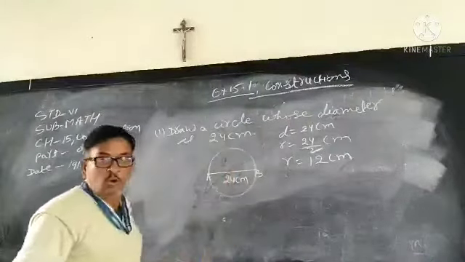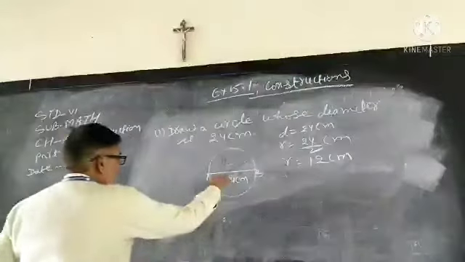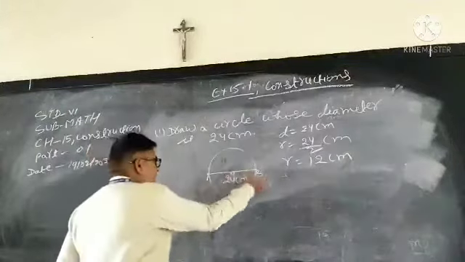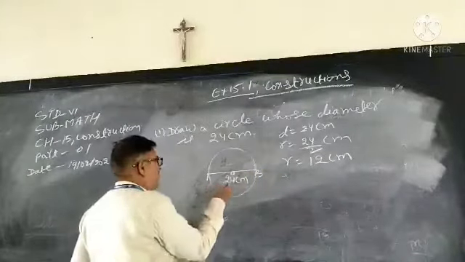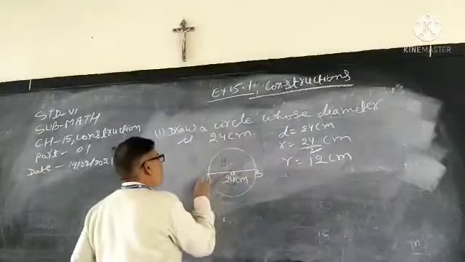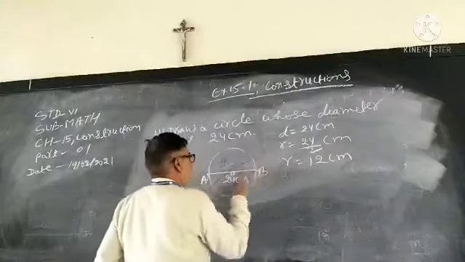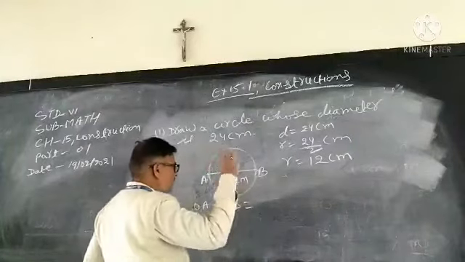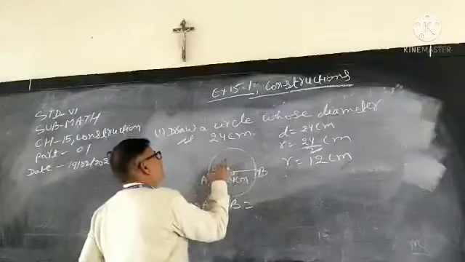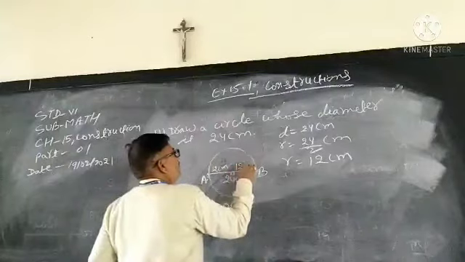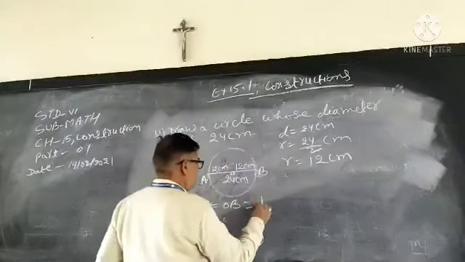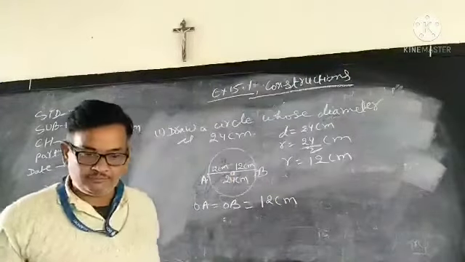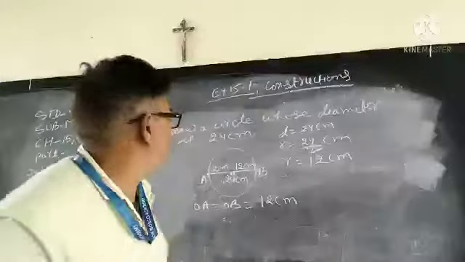So AB, the long one, it is your center. When it passes through the center, it is called diameter. So OA and OB. OA is equal to OB, is equal to 12 cm, and this one is also 12 cm. So OA is equal to OB is equal to 12 cm. It is clear? Clear now?